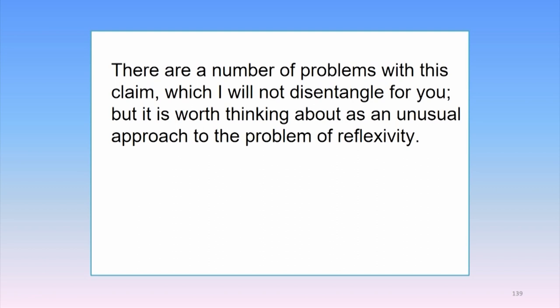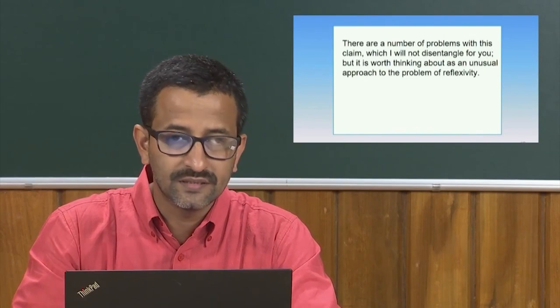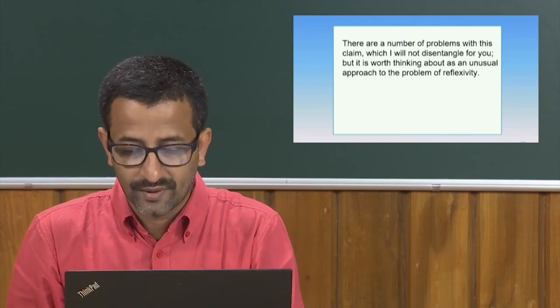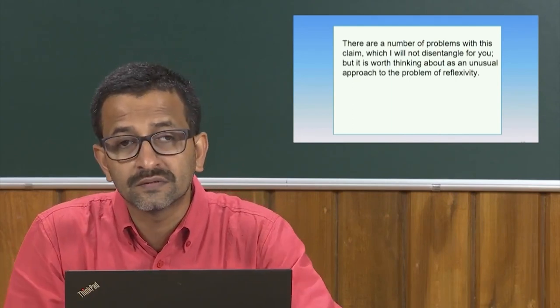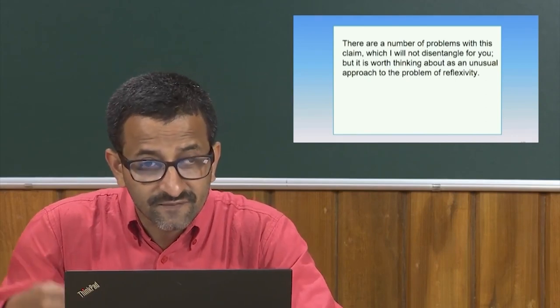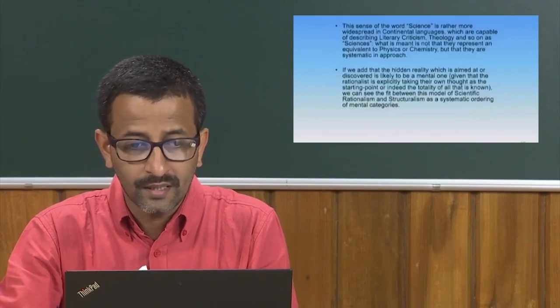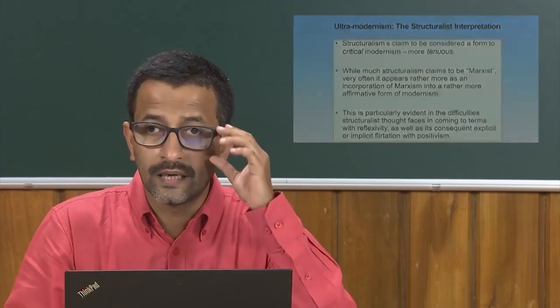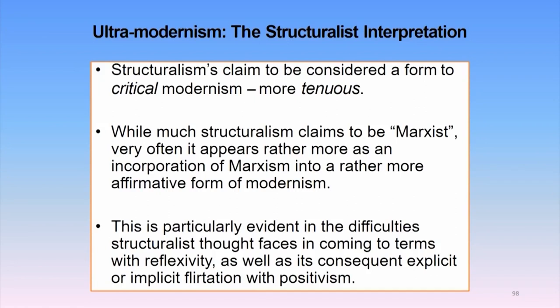Then, if we have to recapitulate this entire module of ultra-modernism, ultra-relationalism, the structuralist case or the structuralist interpretation, through the works of Lévi-Strauss and Louis Althusser, we started this module by noting how structuralism's claim to be considered a form of critical modernism is a more tenuous one, okay?